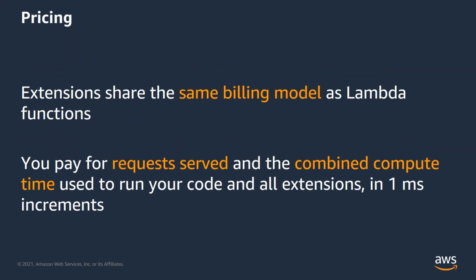For pricing, extensions share the same billing model as Lambda. You pay for the same number of requests served and the combined compute time. So this is the total time that the function and all extensions run for. There's no separate pricing dynamic for Lambda extensions. And this is measured in 1 millisecond granularity.